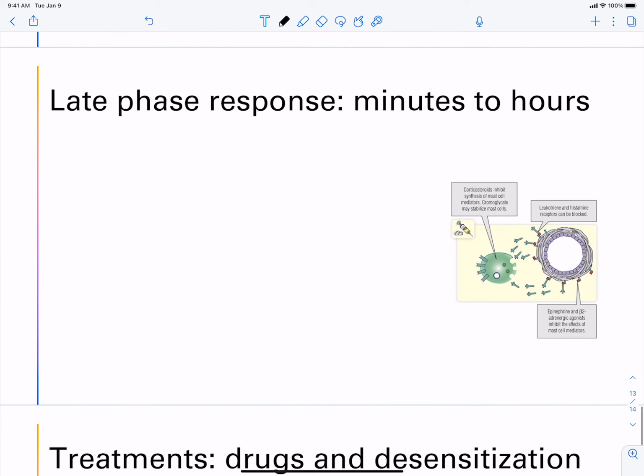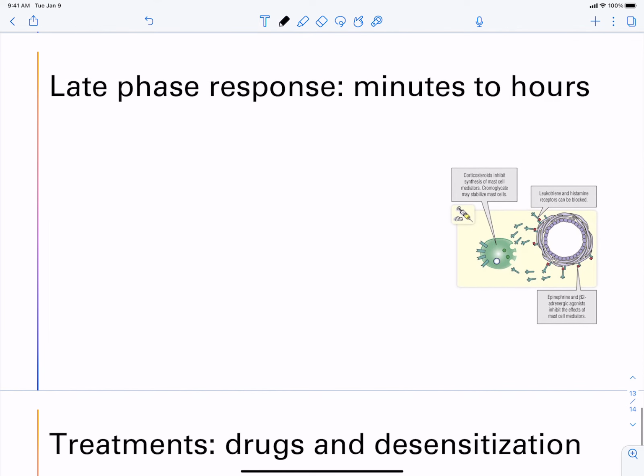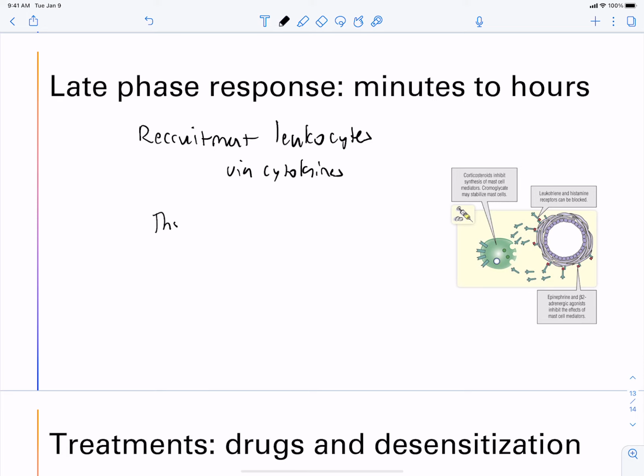Now, a late phase response is going to be when it's hours. You're going to get recruitment of your leukocytes. And this is going to go into the bronchi. And this is caused by cytokines. You're also going to get Th2 cytokines made, which will help to just keep that Th2 type of environment.